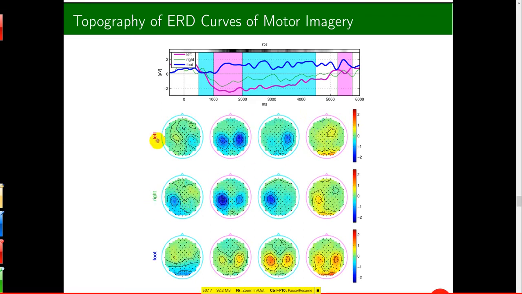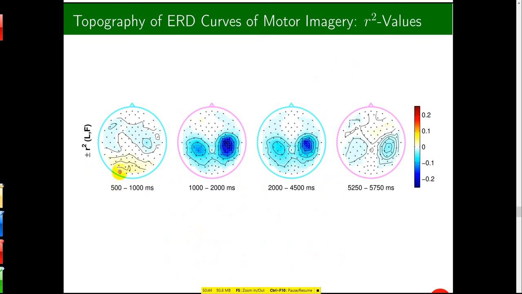Right also. In left, what do we see here? Right hemisphere has very nice modulation. When you think about right, left hemisphere has very nice modulation. Okay, and foot, where is foot? It should be somewhere here. However, two hemispheres are modulated as compared to baseline. Okay, 500 milliseconds, this is average. Another one, right, and another one. So for left and foot movement.